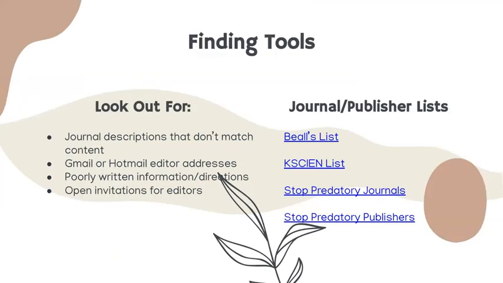There are several finding tools for predatory journals. Things you want to look out for are journal descriptions that don't match content, Gmail or Hotmail editor addresses, poorly written information and directions, and open invitations for editors. Some of the places that you can go to see what journals may be considered predatory are Beall's List, Science List, Stop Predatory Journals, and Stop Predatory Publishers.